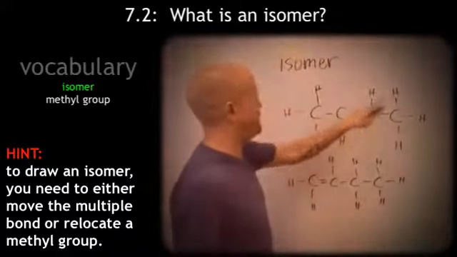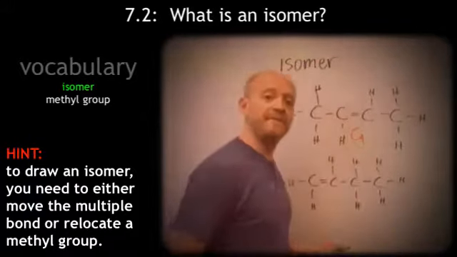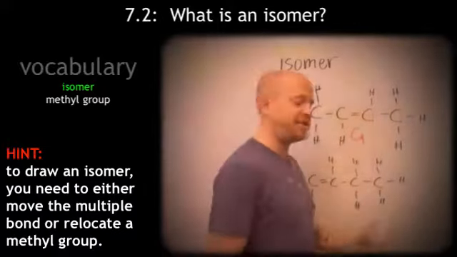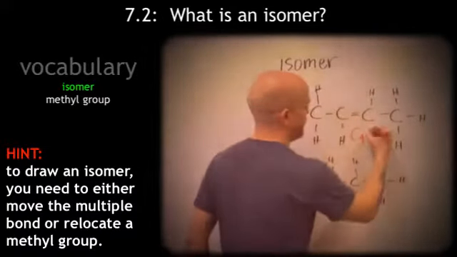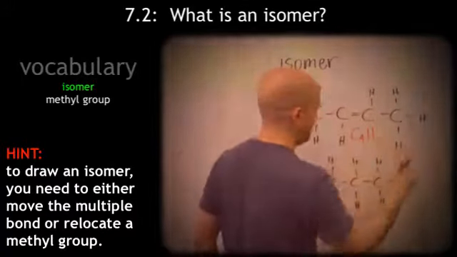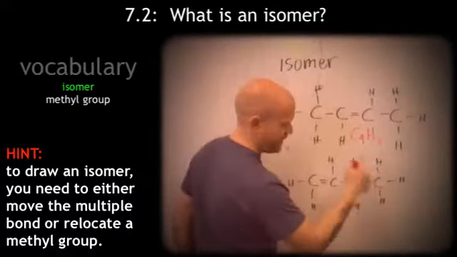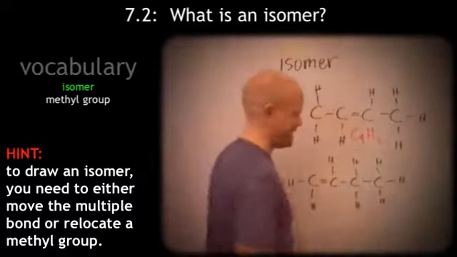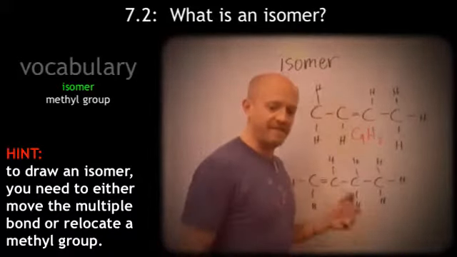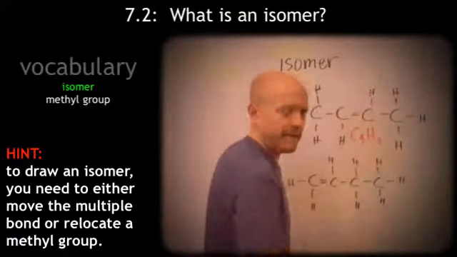So we have 1, 2, 3, 4 carbons. And we remember by looking at our reference table that an alkene has the formula CnH2n. So this is going to be C4H8: 1, 2, 3, 4, 5, 6, 7, 8. This one down here also has 4 carbons and 8 hydrogens, C4H8. These are isomers of each other. These isomers are easy. All you got to do is move the bond around.